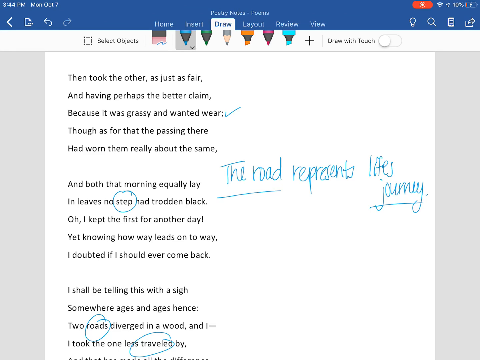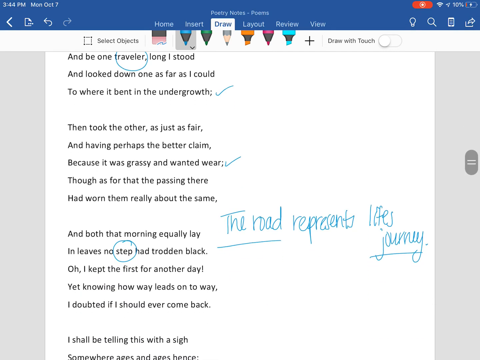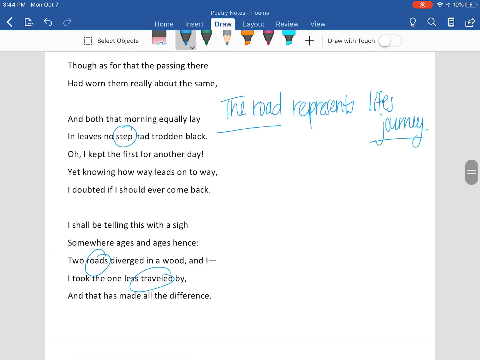So we have our template there. Blank represents blank, right? And like I said, this is a good example of an extended metaphor because you can see from what I've circled, it's being developed throughout the text.